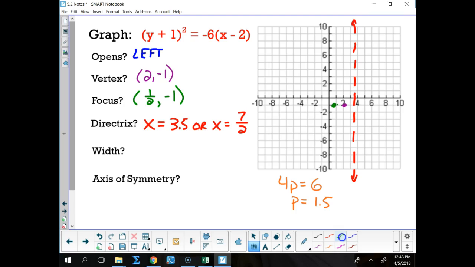It won't be anything more than 0.25, you know what I mean? Because you're dividing by 4. So it's either going to be a whole number, 0.25, 0.5, or 0.75. So it's not bad. Width through the focus: 6. So that means I'm going to go up 3 and down 3. That allows me to now draw it in.